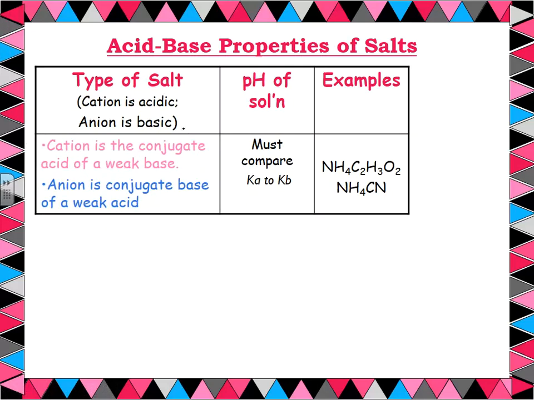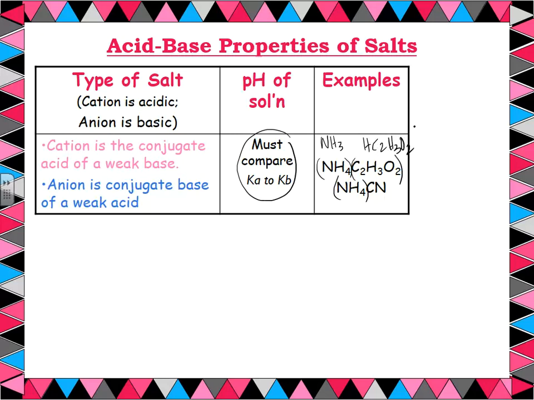Now, there's also a possibility that you may have a salt where the cation came from a weak base and the anion came from a weak acid. So if you have this particular type of salt, the only way to tell if it's acidic or basic is you've got to compare your Ka to Kb, and whichever is the greatest wins. So if the Ka is larger, it's going to end up being an acidic salt. If the Kb is larger, then it's going to be a basic salt. Here are some examples of those. So here you see NH4, again, that came from the weak base NH3.